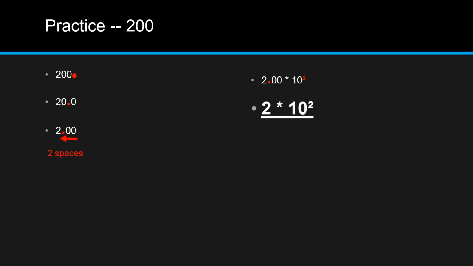Now, how can we be sure that this is the same thing as 200? Well, let's take our 2 times 10 to the second power and work it out. So we know that 10 squared is the same thing as 10 times 10. So 2 times 10 squared can also be written as 2 times 10 times 10. And we know that 10 times 10 is 100. So we could just write it as 2 times 100. What's 2 times 100? Well, it's 200. And that's what we originally started with. So we know that we did this correctly. 200 can be written in scientific notation as 2 times 10 to the second power, or 2 times 10 squared.